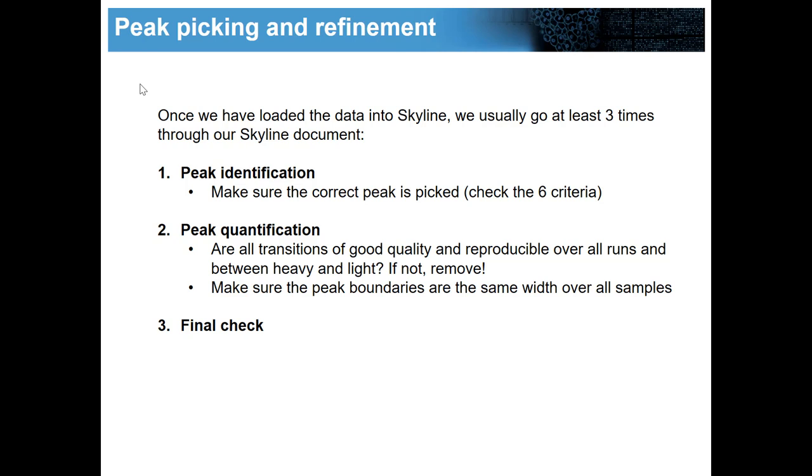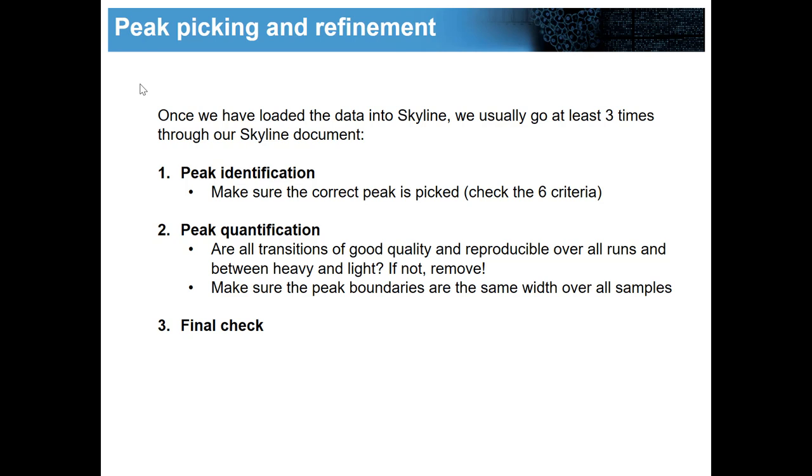Once you're convinced that now we have only correct peaks in there, and it can also be that you need to remove a peak completely because it's just not detected. Then you look again at the data from the view of ideal quantification. So you no longer check whether this is the right peak or not, but now the question is, are all transitions of good quality? Are they reproducible over all the 9 runs that you have? And do I maybe need to remove certain transitions to get a better quantitative result?